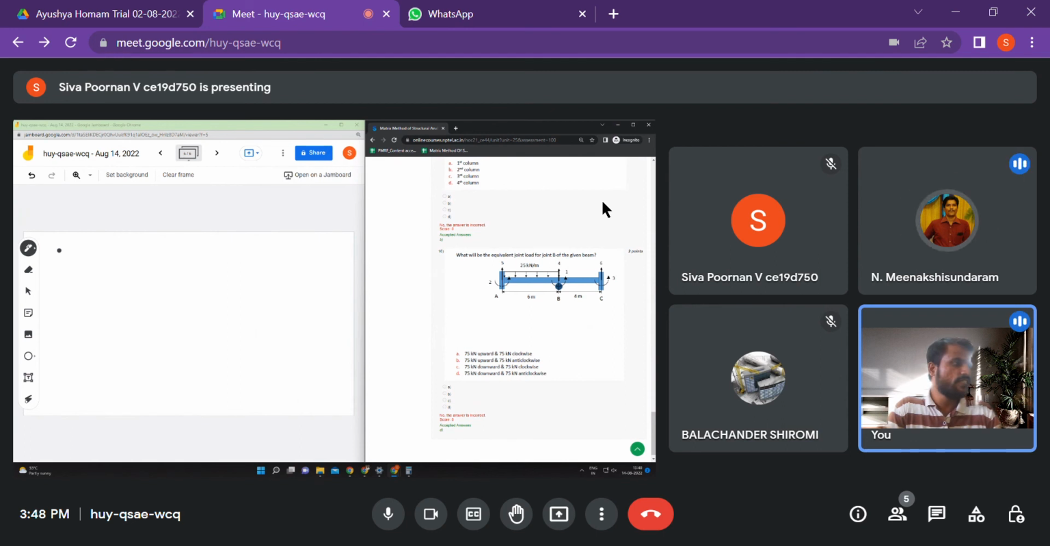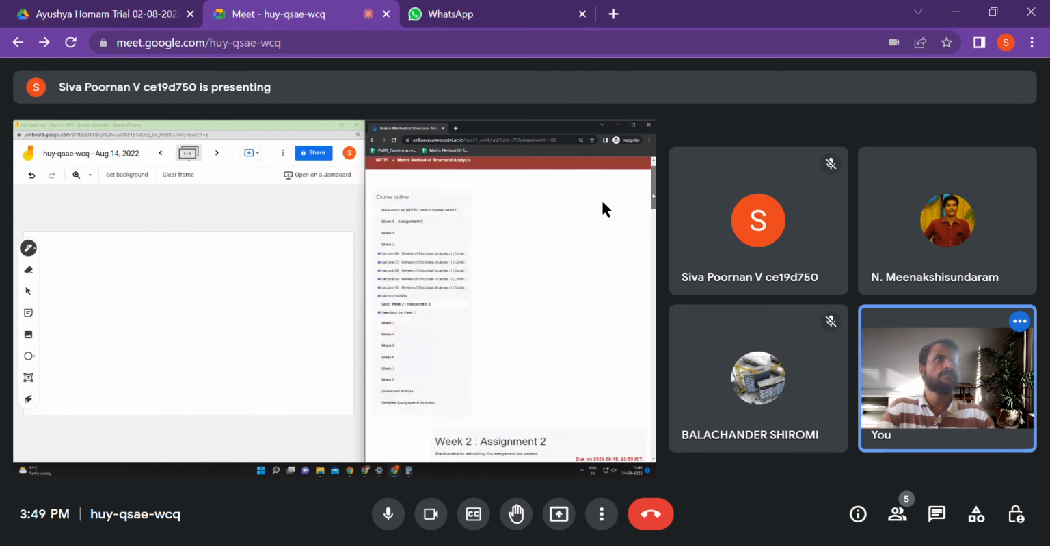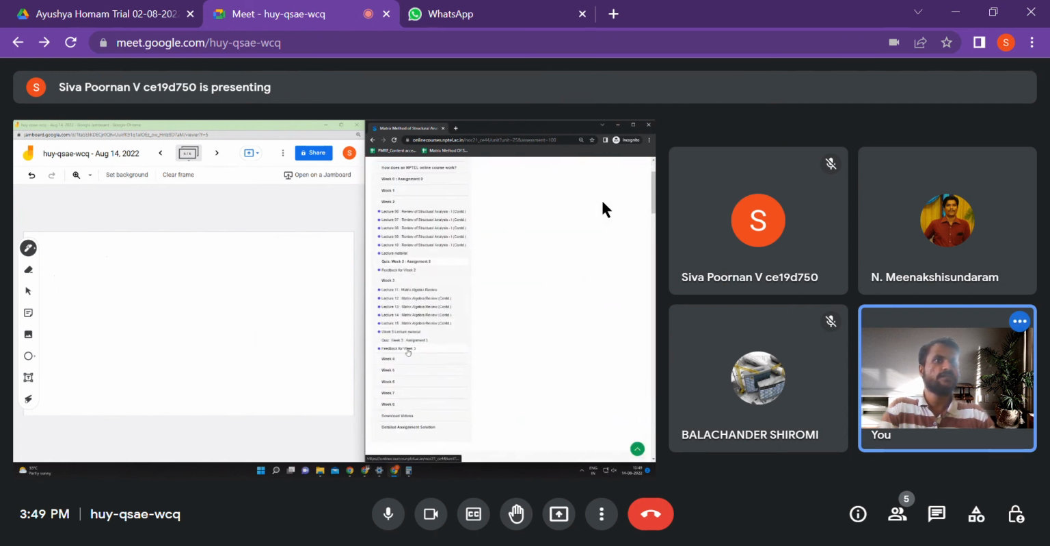I'll just check the values once and then submit it. Okay, that's fine. I'll check the values and then I'll let you know if there is a change. Okay, so the method to adopt is that we need to find out fixed end moments. That's what they're asking, right? So the concept is what? Yes, the fixed end moments and the reactions, for the given loading conditions. Okay, shall we move on to third week?